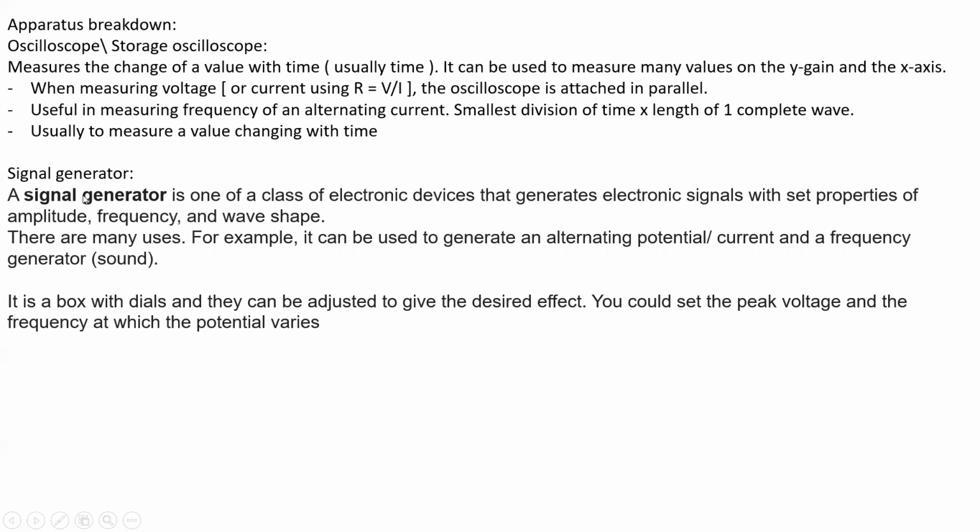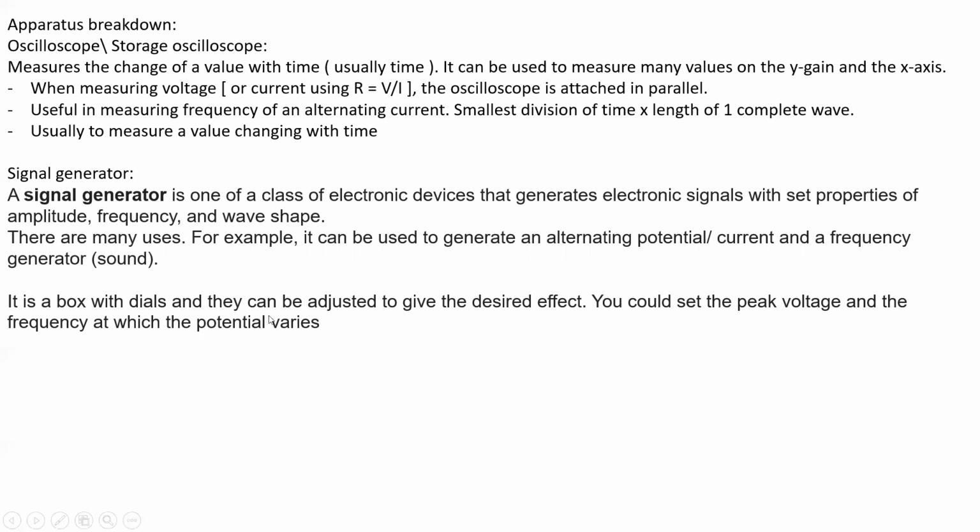A signal generator is one of a class of electronic devices that generates electronic signals with set properties of amplitude, frequency, and wave shape. There are many uses. For example, it can be used to generate an alternating potential or an alternating current at a set frequency. It can also act as a frequency generator for sound, so you can produce different frequencies of sound.